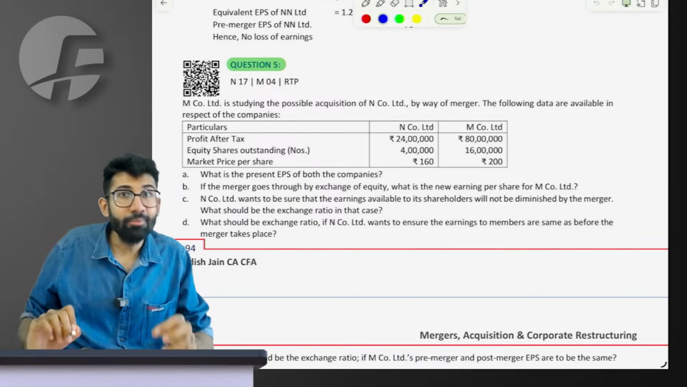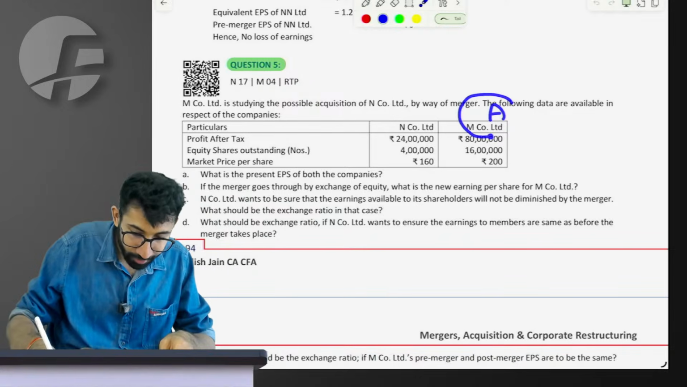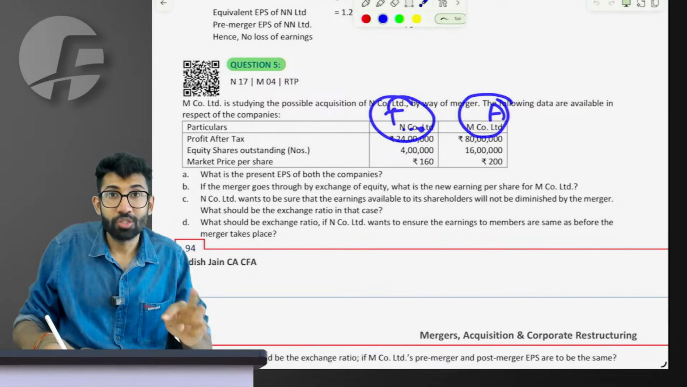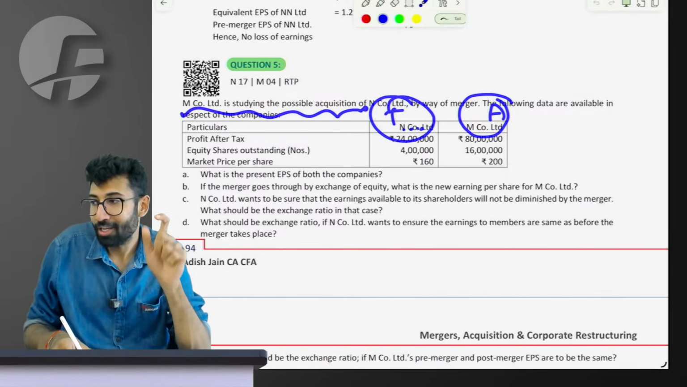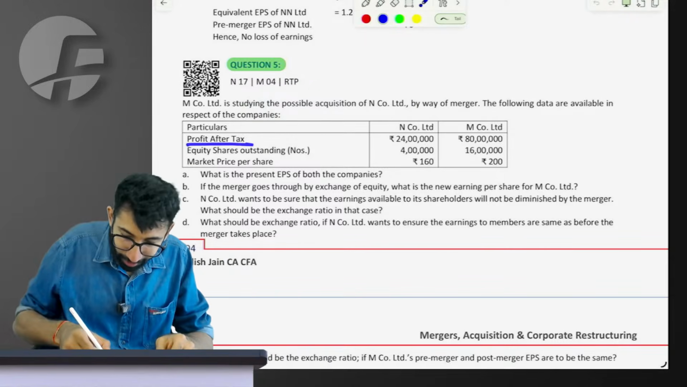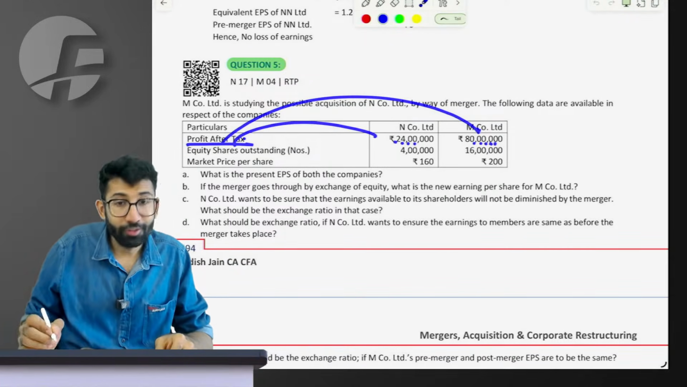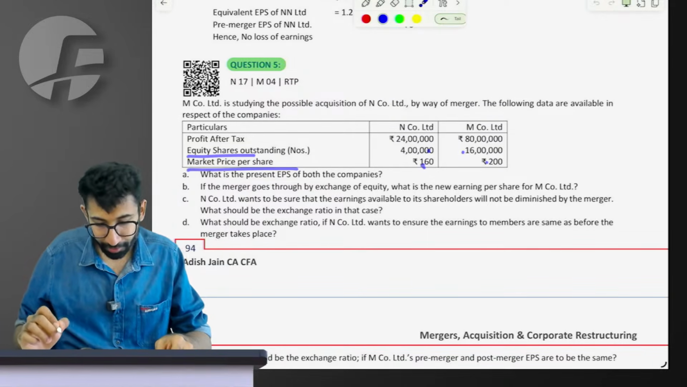This time the examiner was smart enough to give you the data of the acquirer in the second column and the data of the target in the first column. It has switched the columns. If you don't identify those things, you will end up making a mistake in the exam. Do you realize? So I will say profit after tax of M company, the acquirer, is 80 lakhs, PAT of target 24, number of shares 16 and 4, market price per share 200 and 160.